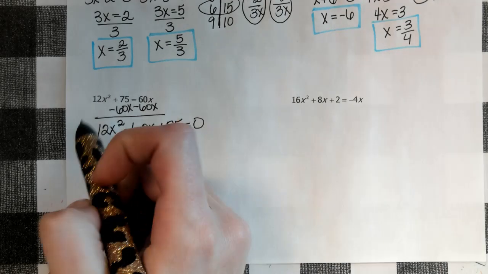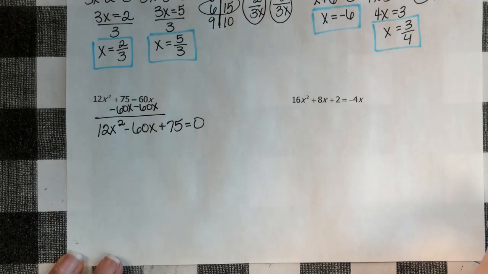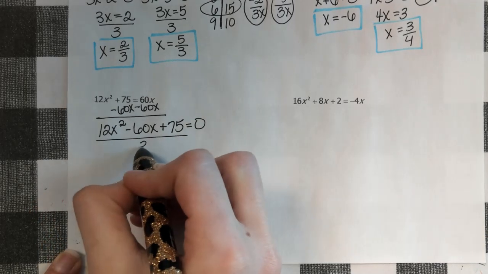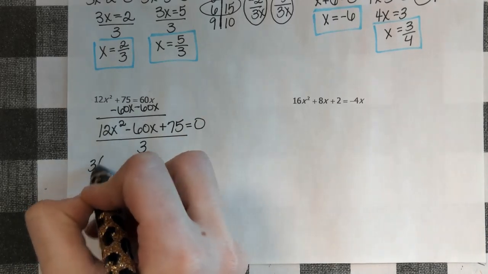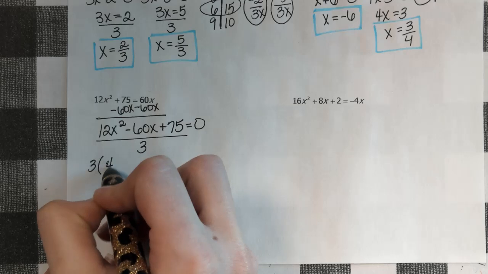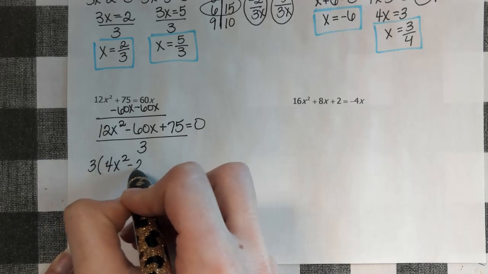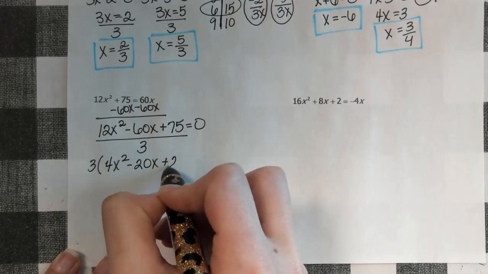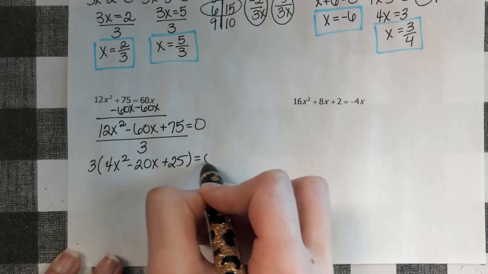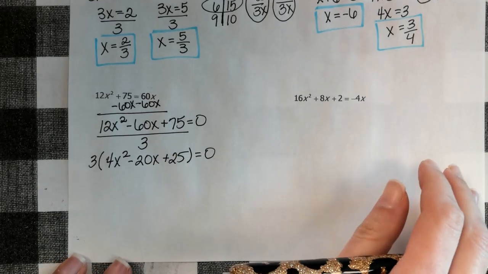If you multiply 12 and 75, you're going to have a very, very large factor table. Okay, that should be a hint that you take out a GCF. Okay, 12, 60, and 75. What can I take out? A 3. So I bring my 3 out front, and that leaves me with 4x squared minus 20x plus 25 equals 0.